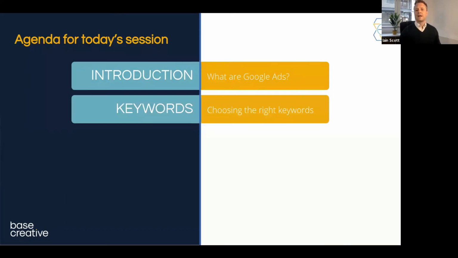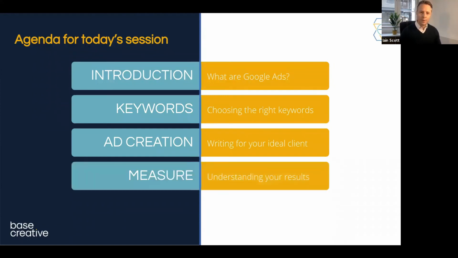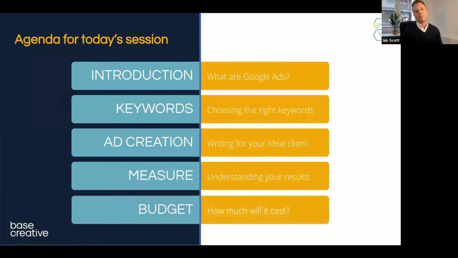Then we'll be taking a look at choosing the right keywords for your campaign. Thirdly, because knowing your target audience is crucial, we'll be discussing how you can create ads that are written for your ideal client. We'll also cover messaging here. Next, we'll cover what you should be looking for when checking your results. This is about understanding what you're looking at and what it means, and getting the all-important metrics like ROI. And lastly, how much you should be spending on your ads campaign, what your budget should be.